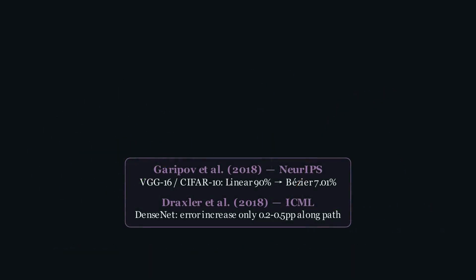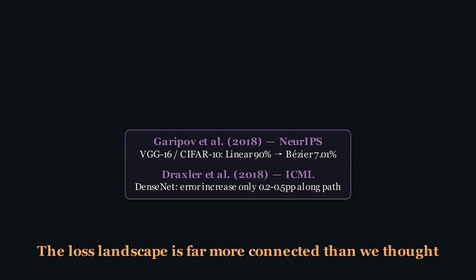Two independent teams discovered this in 2018. Garipov and colleagues at New York University found these Bezier curve connections. Draxler and colleagues at Heidelberg found that for deep networks, the error increase along connecting paths is just 0.2 to 0.5 percentage points. The implication is profound. The loss landscape is far more connected than anyone had previously believed. What looks like separate valleys are actually connected by hidden low-loss tunnels.